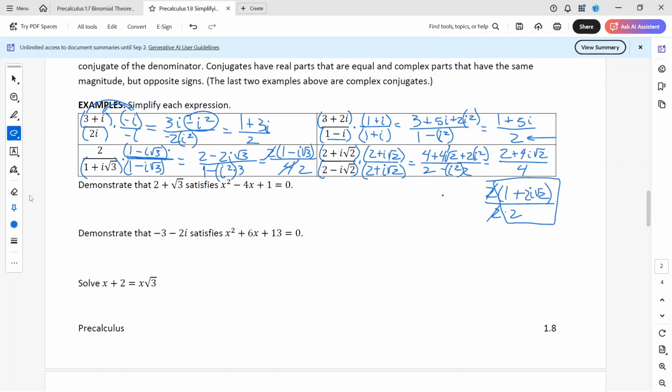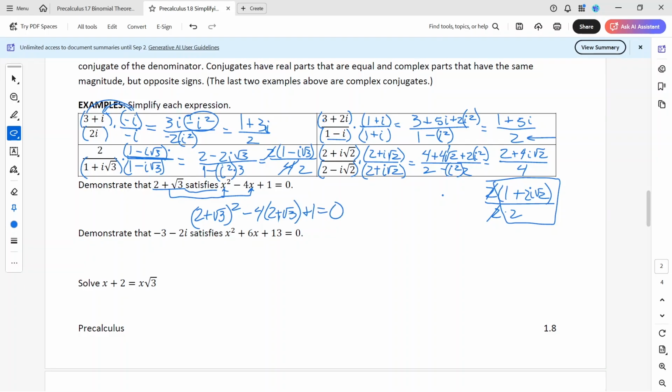Now, when something says satisfies, that's not the same thing as telling you to solve. What it's saying is that if you take the 2 plus square root of 3 in place of x, it should become a true statement, because that's the definition of a solution. It makes a true statement. So I'm going to take 2 plus square root of 3 in place of x and square it for the first term, minus 4 times 2 plus square root of 3 plus 1.